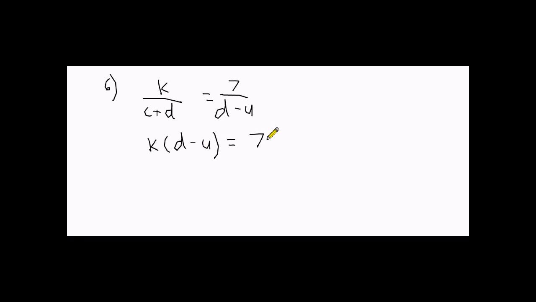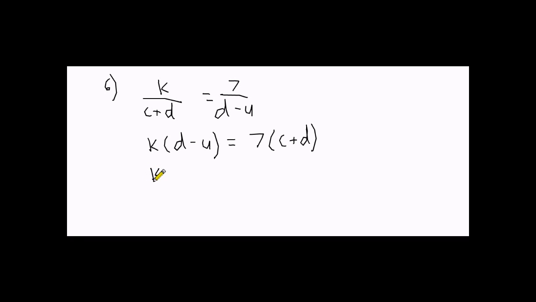Okay, and the last one, number 6, well, the last equation anyway. Number 6 is k over c plus d is equal to 7 over d minus u. And we're going to solve this for d. So we're going to cross multiply here to get our d's out of the denominator. And we get k times d minus u. These are all just numbers, doesn't really matter. 7 times c plus d.